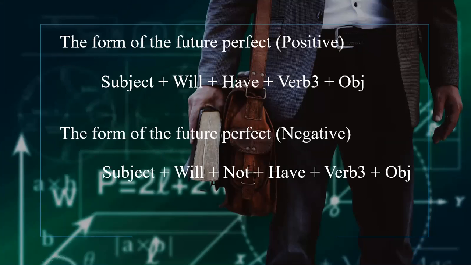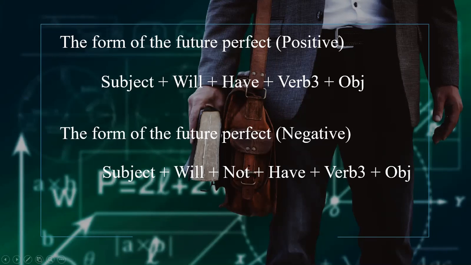Okay, so the form of the future perfect tense in the positive is subject plus will plus have. We don't have "has" here, only have plus verb 3. In the negative, subject plus will plus not plus have, and then verb 3. Verb 3 is like speak, spoken. Which one is the verb 3? Spoken, not spoke, but spoken. Okay? Any question?